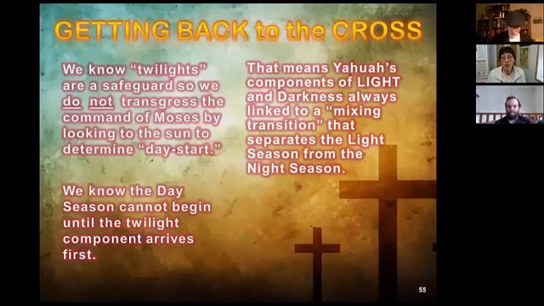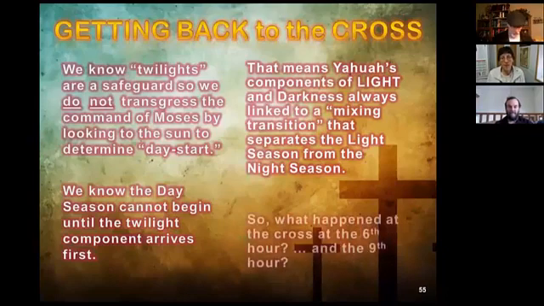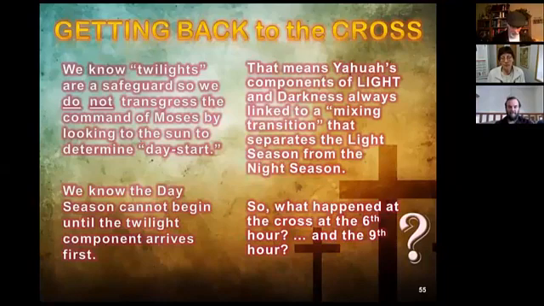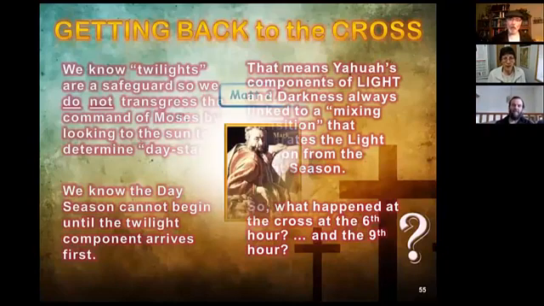That means that Yahuwah's components of light and darkness are always linked to a mixing transition that separates the light season from the night season. That's an important concept. So here's the question. What happened at the cross at the 6th hour and the 9th hour? Let's go take a look.